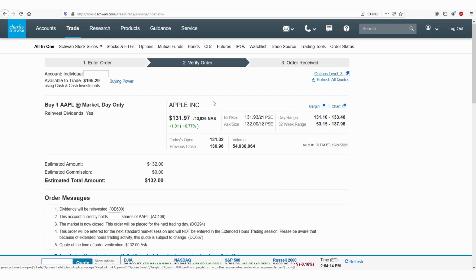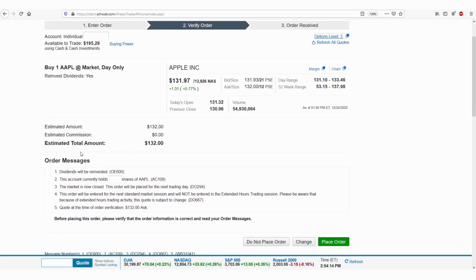On the right-hand side, it shows the stock information for Apple that we saw on the previous page and discussed. It shows that our estimated amount is about $132. Estimated commission is $0, as there are no commission costs or fees associated with buying stocks or ETFs on Charles Schwab, and the estimated total amount is $132. Order messages is just a brief summary of what you're doing for this order. 1 shows the dividends will be reinvested.